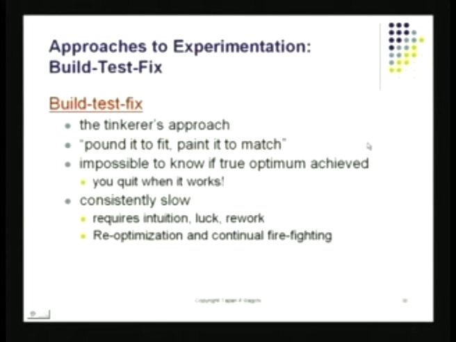What happens if we try to build, test, and fix? This is really the tinkerer's approach. What does a tinkerer do? A tinkerer does not have any standard framework guiding him. He basically manipulates the different factors which are there.